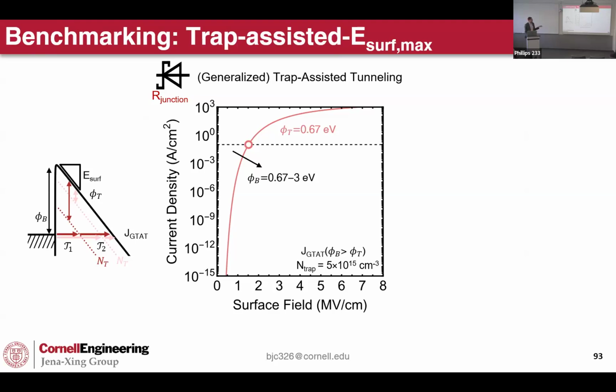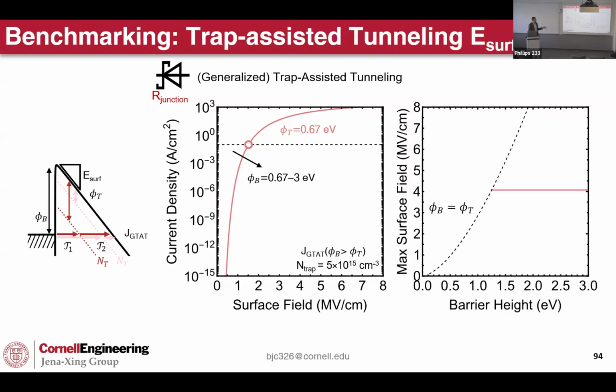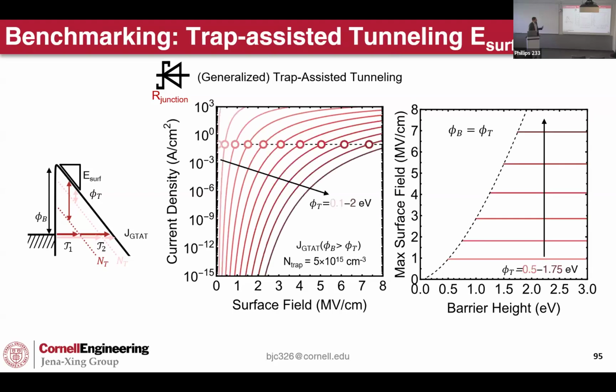So more accurately, instead of varying phi B in this case, because it should always be greater than or equal to the trap state, I'm going to vary phi t instead. Because on this plot, it's not exactly useful to say, oh, look, it's a line. But if we instead vary phi t, we can clearly see as you increase phi t, you get less and less current.